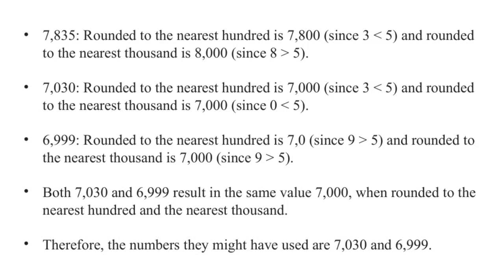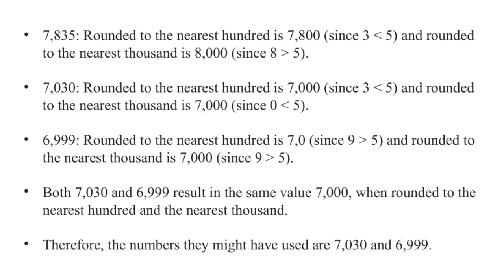Take 7,835. Rounded to the nearest hundred, it's 7,800, because 3 is less than 5. But rounded to the nearest thousand, it's 8,000, since 8 is greater than 5. Now, 7,030 rounds to 7,000 for both hundred and thousand, because the digits after are less than 5. And 6,999 also rounds to 7,000 in both cases, since those nines push it up. So, both 7,030 and 6,999 end up at 7,000 when rounded this way.